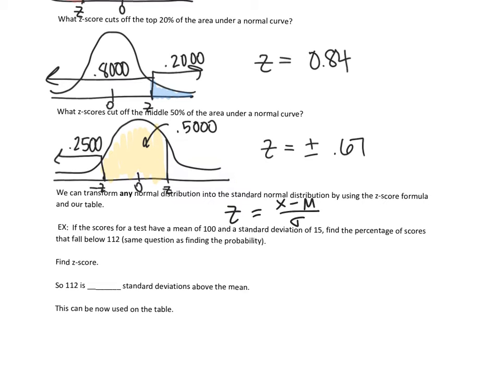So if the scores for a test have a mean of 100 and a standard deviation of 15, find the percentage of scores that fall below 112. So it's the same thing as finding the probability. So we want to find its z-score. So z equals 112 minus 100 over our standard deviation of 15.